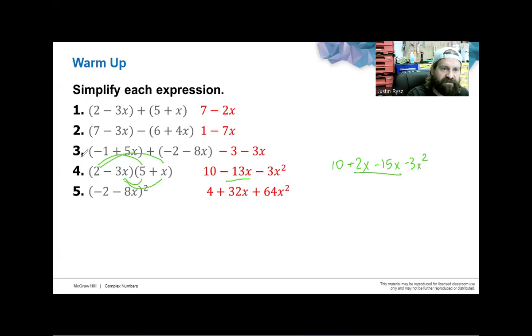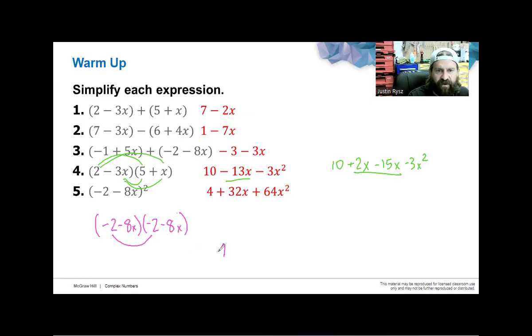Now, number 5 is a very common mistake. You might see, hey, I just got to square that and square that. But really, negative 2 minus 8x squared is negative 2 minus 8x times negative 2 minus 8x. If you write it like this, you can see you got to FOIL.